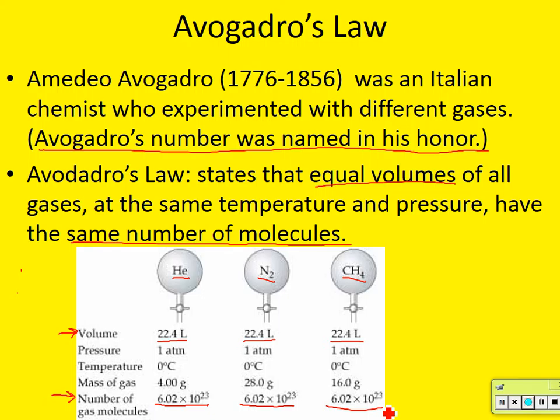And that's a little bit, I don't know, helium's very small. CH4, I mean, that's a larger molecule, right? But regardless of their sizes, if you've got the same volume, you've got the same number of molecules of that gas. And that goes for any gas that you have. If you have 22.4 liters of it, you have Avogadro's number of molecules, which is pretty cool.